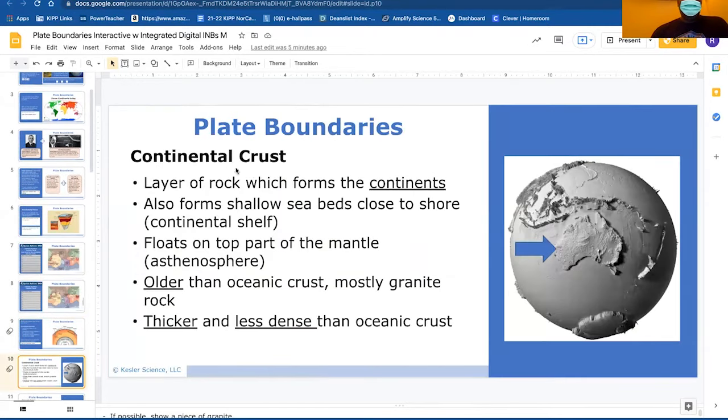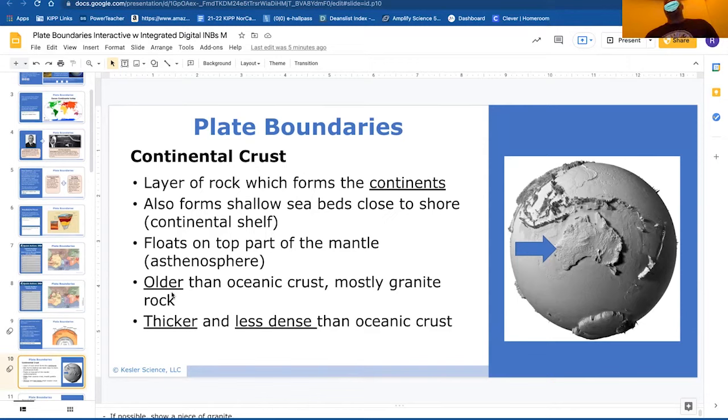All right, plate boundaries. So the first one we're going to look at, continental crust. Continental crust: a layer of rock which forms the continents, also forms the shallow seabeds, those that are close to the continent. That's the continental shelf. It floats on the top part of the mantle. It floats on the asthenosphere. Continental crust is older than oceanic crust.